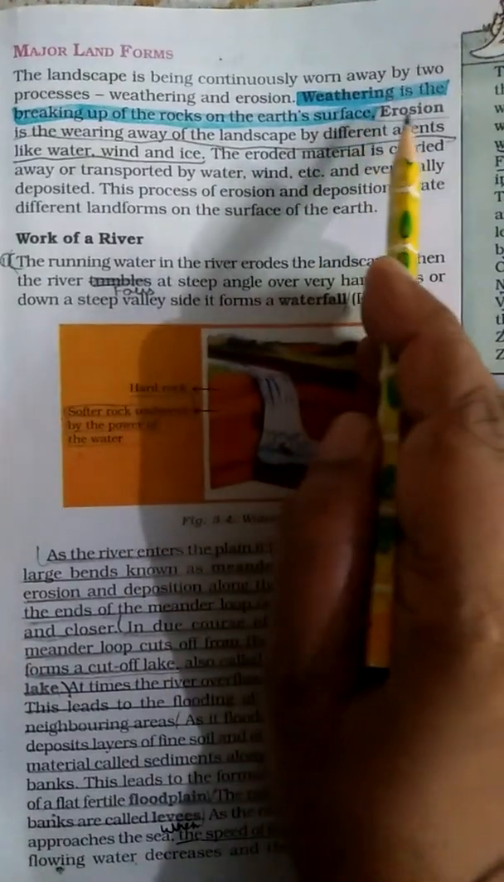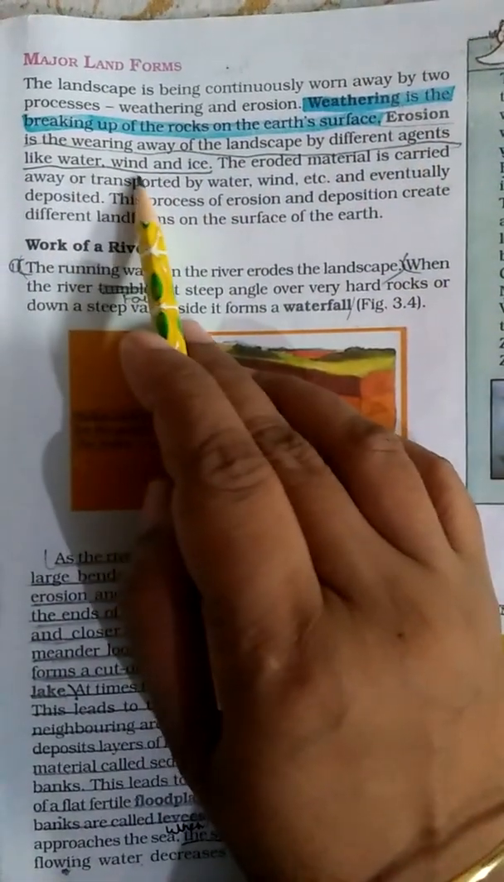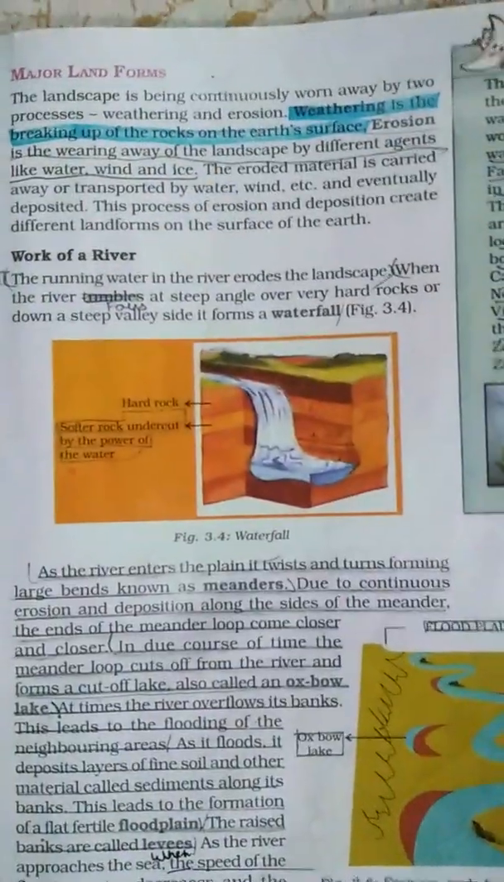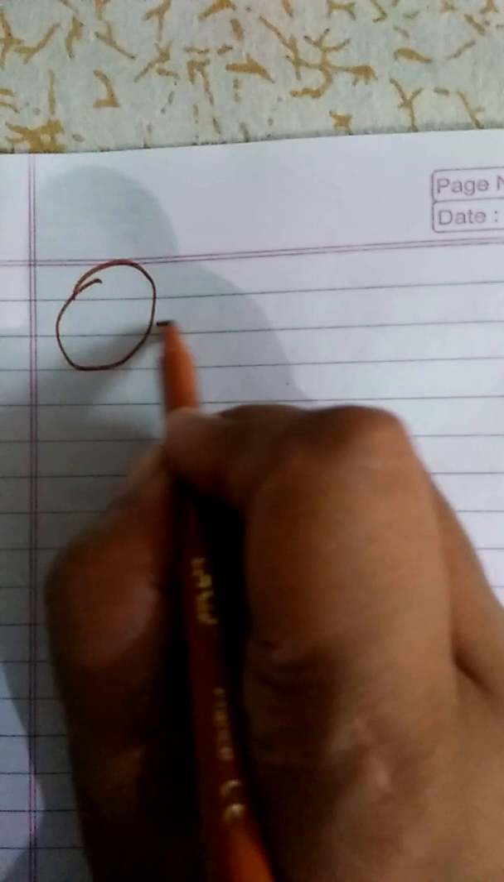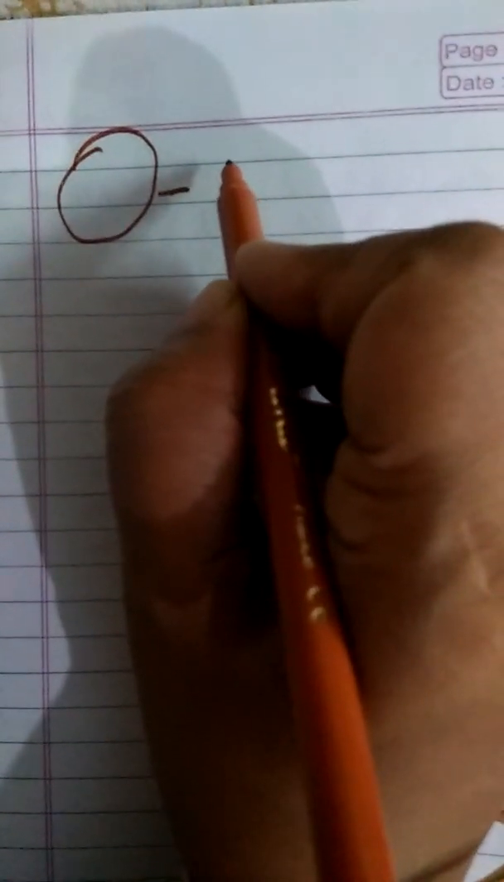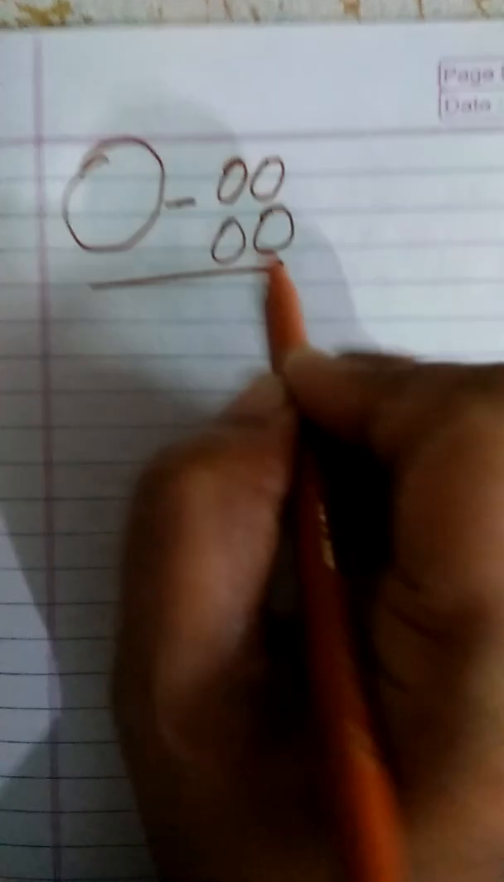Weathering is the breaking up of rock on the earth's surface. Erosion is the wearing away of the landscape by different agents like water, wind, and ice. Let me explain this. Suppose there is a big rock, and after many years, due to weather and so on, it breaks into small parts. This process is called weathering.